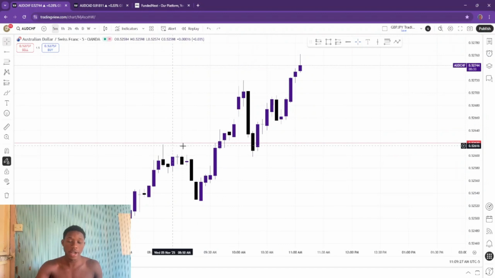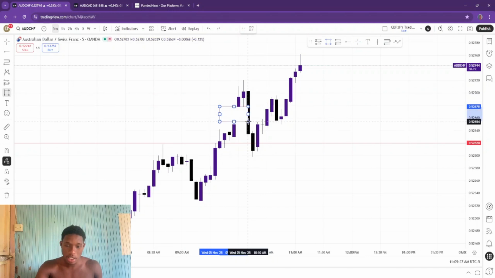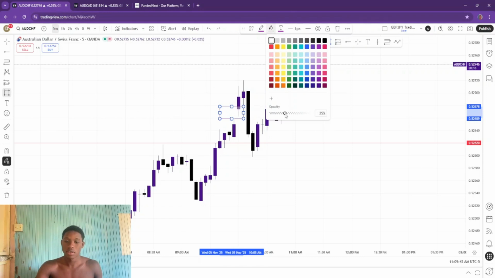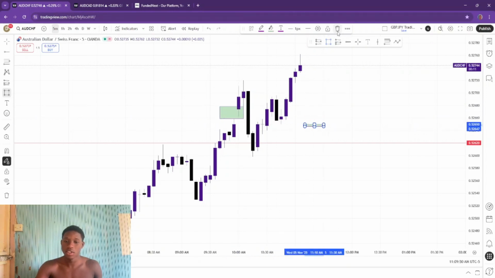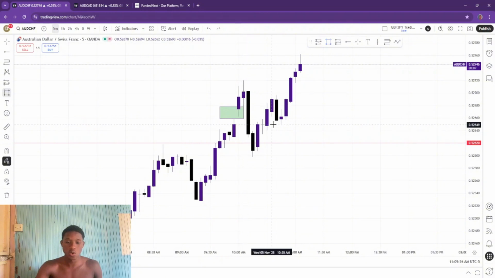Then I see price break structure right here, and it created a high and a low. With that high and low, I could see that's a trend leg, and inside the trend leg there was one FVG, right? There was also another FVG.